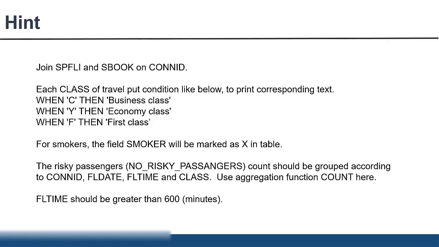And to get the count of the risky passengers, the fields connection ID, flight date, flight time and class have to be grouped. And you can use the aggregation function count here. To check the length of the journey, flight time should be checked. In this case, it should be greater than 600 minutes or 10 hours.